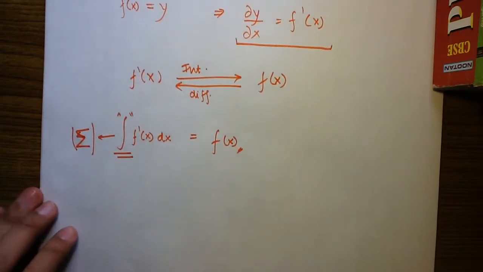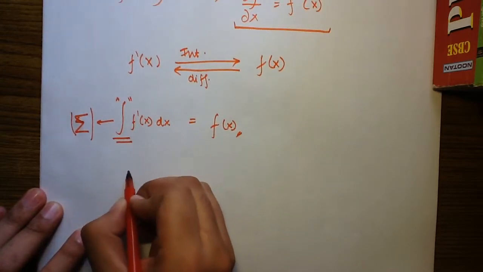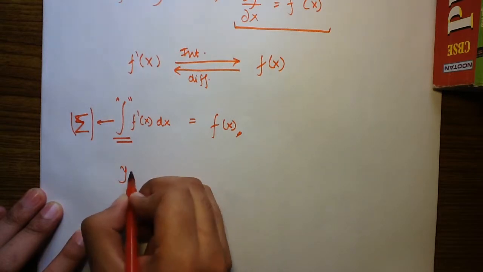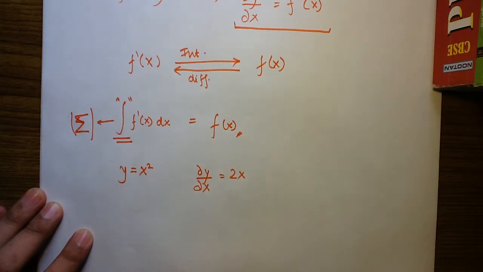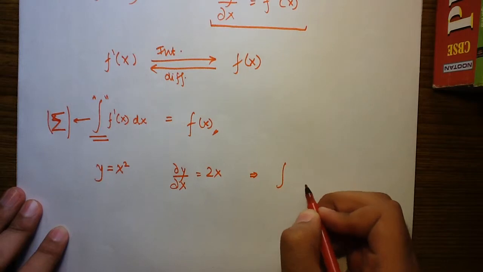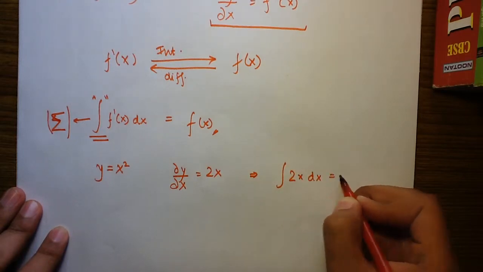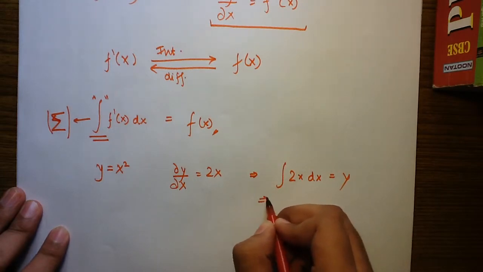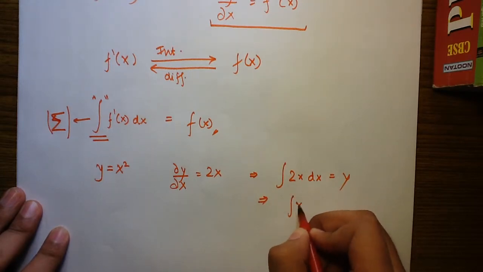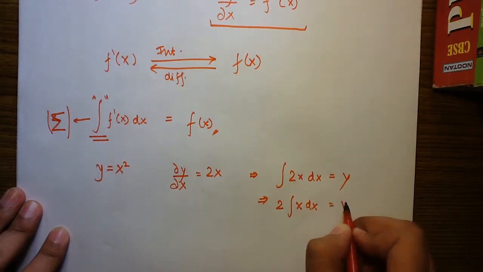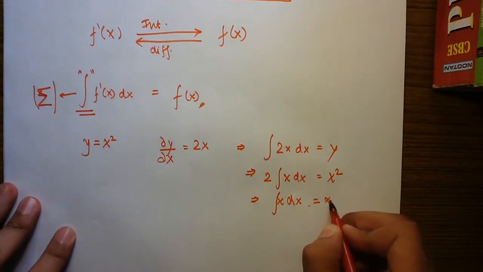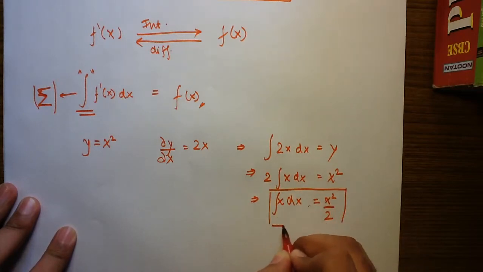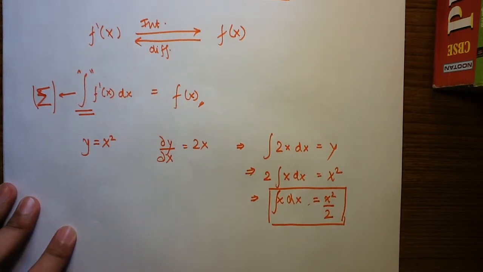Alright, now last time we found out a derivative, and that was of y equal to x square. So the derivative of that would be equal to 2x. Therefore, the integral of 2x with respect to dx should be equal to y. This implies that the integral of x dx is equal to x square over 2. And this is how we come up with general integrals of certain functions.